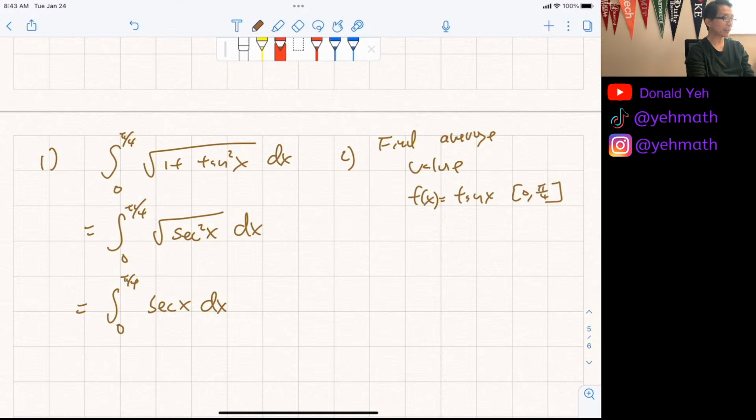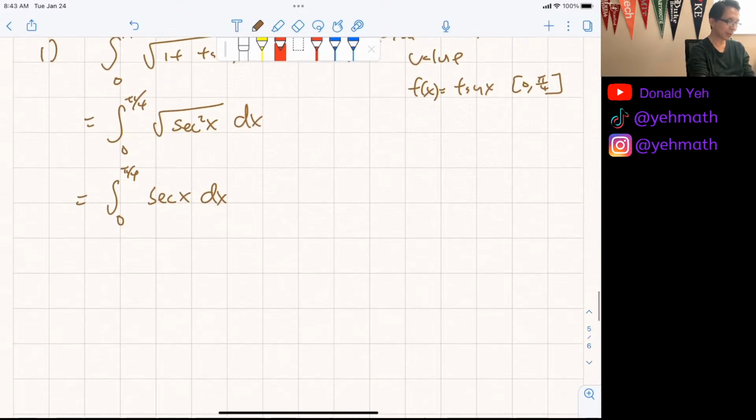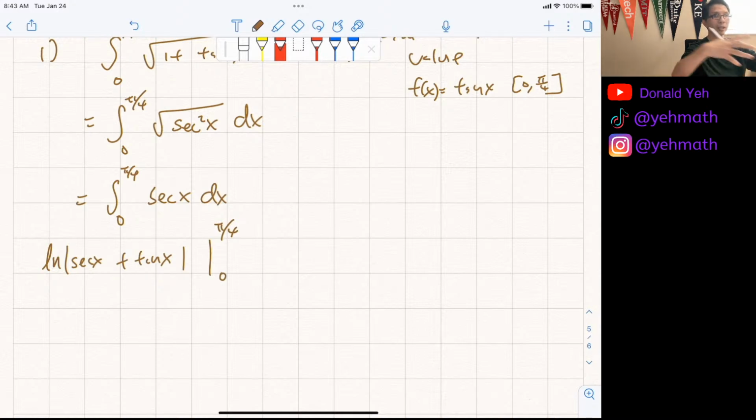So let's just say the integration between 0 and pi over 4 of secant x dx. Now, some people ask, do I have plus c here? No, it's a definite integral. So what's the integration of secant of x? ln of absolute value of secant plus tangent. There we go. You don't have plus c because you have boundaries. The c's subtract each other out.